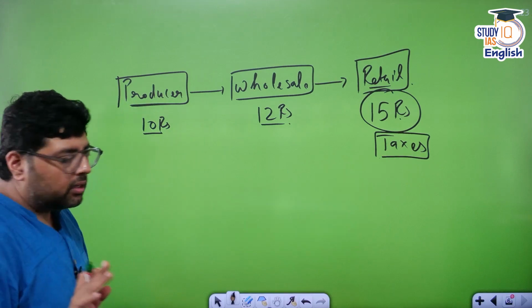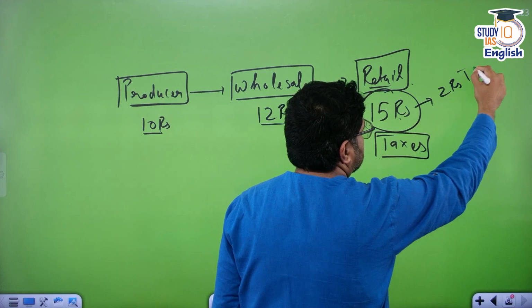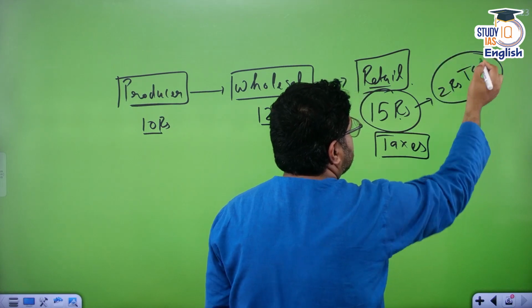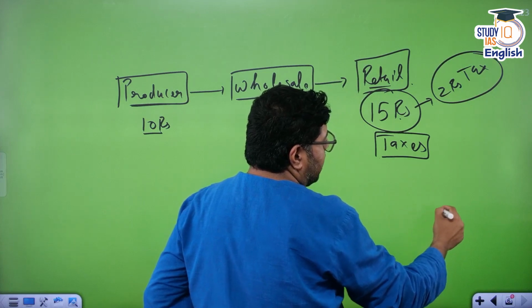You can understand it this way. We assume that, for example, on this 15 rupees, 2 rupees is the tax. Now, for example, the government says that the new tax will be 5 rupees.